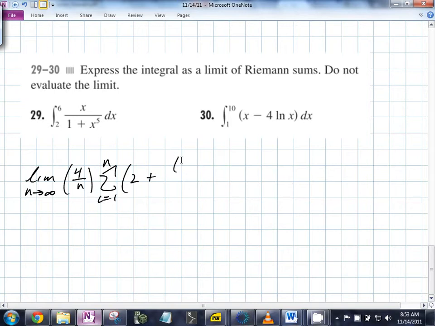There's something wrong. Can someone tell me what it is? Where's the 2? It's starting at 2, right? So where should that 2 actually be? You're really close here. Can someone tell me what it should be? That's not specifically enough. It's not wherever on top. Wherever an x is. So it should be 2 plus 4i over n all over 1 plus 2 plus 4i over n to the what? 5th. There's that.